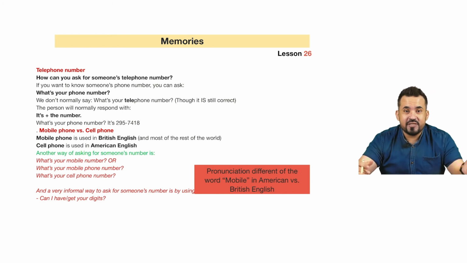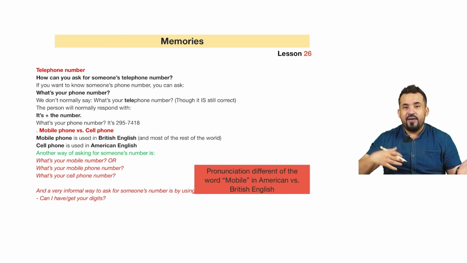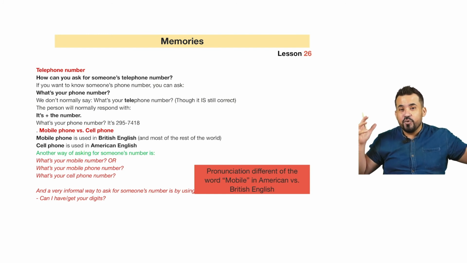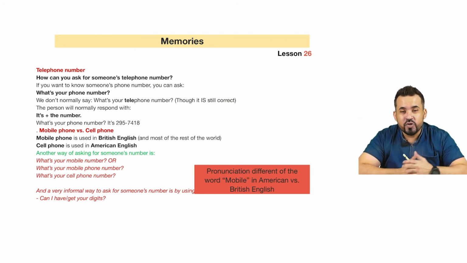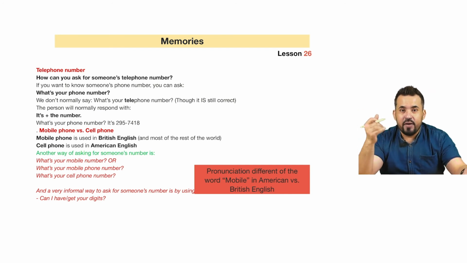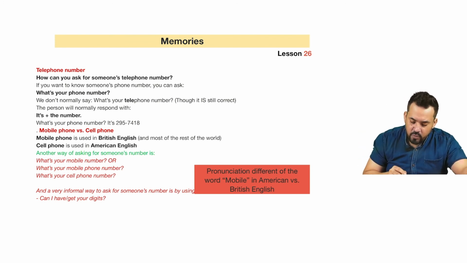Mobile phone versus cell phone. In Britain and Europe and the rest of the world, they say mobile phone. Americans decided to use cell phone instead. Cell phone is short for cellular phone. So in America, nobody says mobile phone. They say cell or cell phone. Mobile phone is used in British English, cell phone is used in American English.